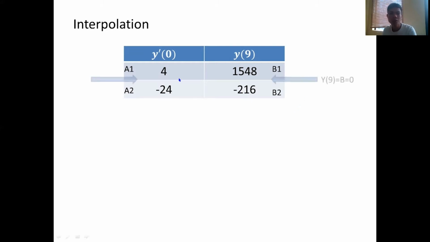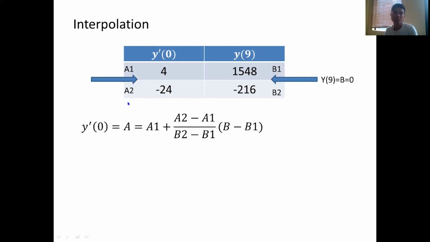So what we are going to do here is use interpolation techniques to find out the value of y prime of 0 that could produce the value of y9 equals 0. What will be the value of this one that could produce y9 equals 0? So using the equation for a straight line, a equals a1 plus (a2 minus a1) over (b2 minus b1) times (b minus b1).